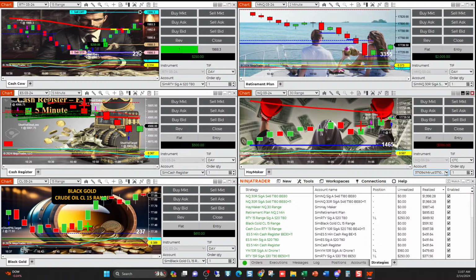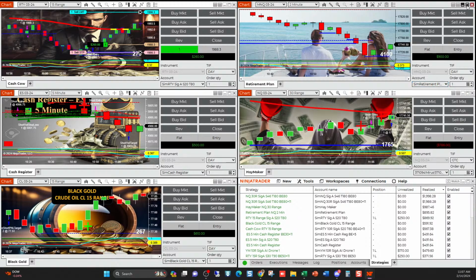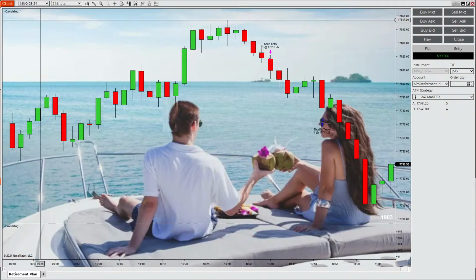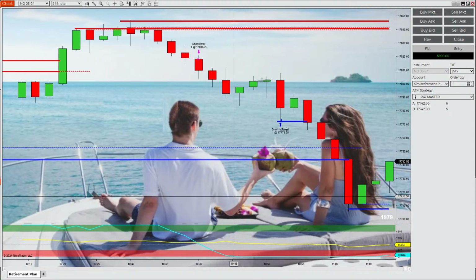Oh, awesome. The retirement plan. Yes. Missed the trade, but I see the money. Sweet. Let's look at this trade. Okay, great. The retirement plan.